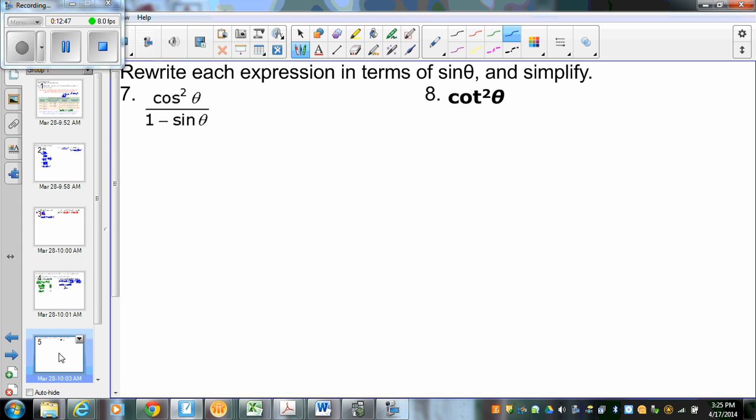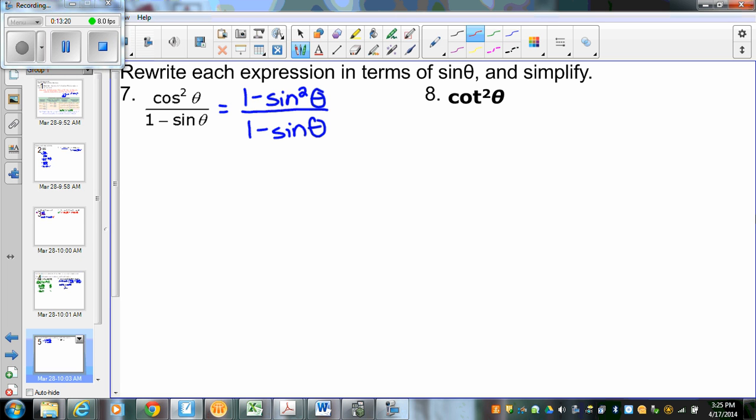So now let's try some more simplifying, but in terms of sine, trying to rewrite things in terms of sine. So on number 7 here, I have cosine squared theta over 1 minus sine of theta. So if I'm trying to rewrite things in terms of sine, I know that cosine squared is 1 minus sine squared theta over 1 minus sine. Okay, now all of you people who want to right now cancel out the 1s and cancel out a sine and say my final answer is sine of theta, you are wrong.